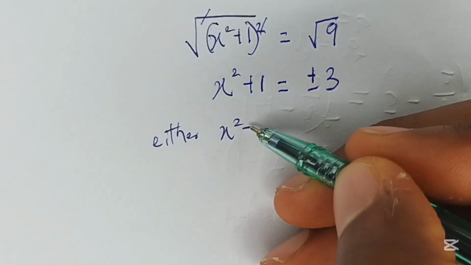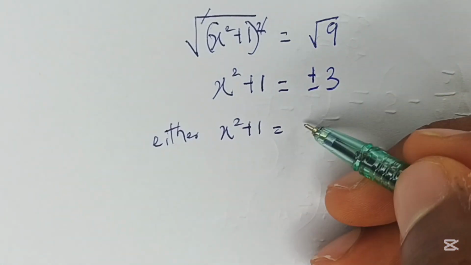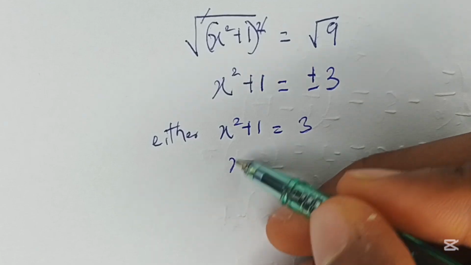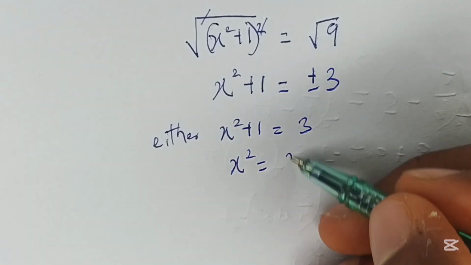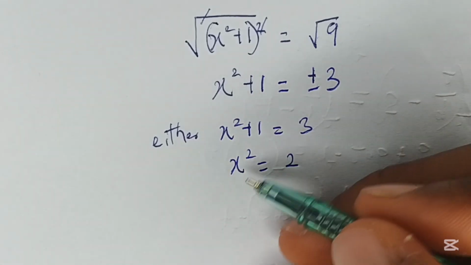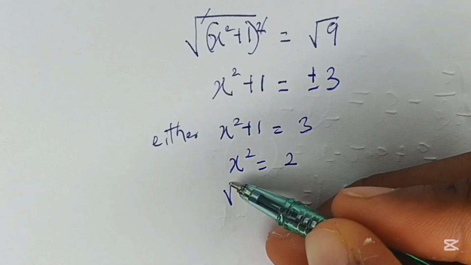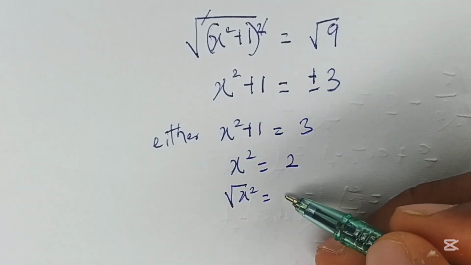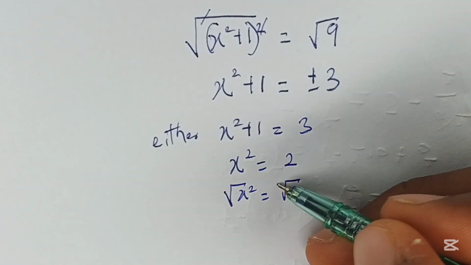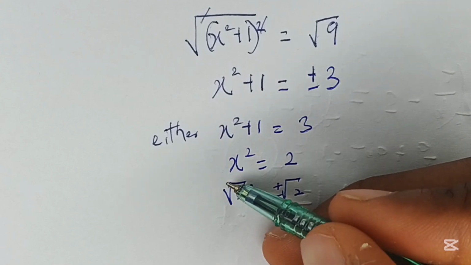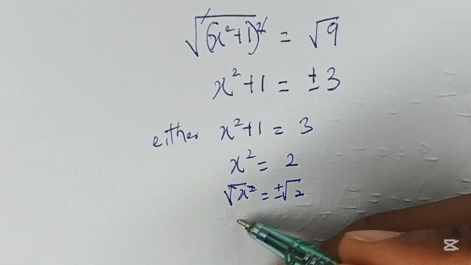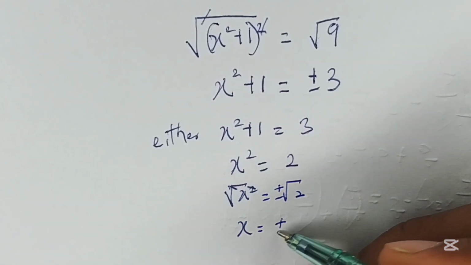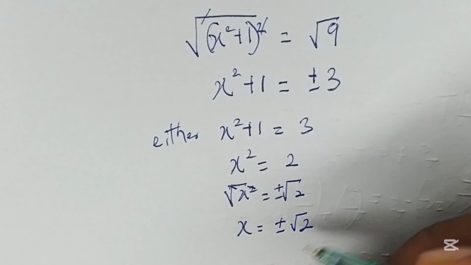x squared plus 1 is equal to plus 3. Hence, we have that x squared is equal to 2. Taking the square root of both sides, we have the square root of x squared to be equal to the square root of 2, and this is plus or minus. Square and square root will strike out, so that we have x to be equal to plus or minus root 2. Okay?